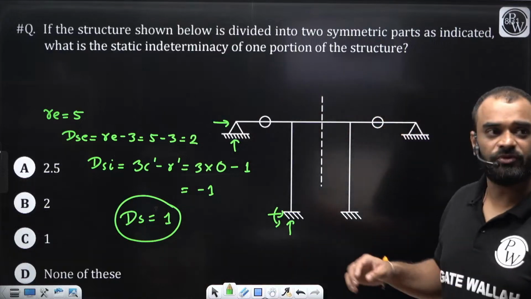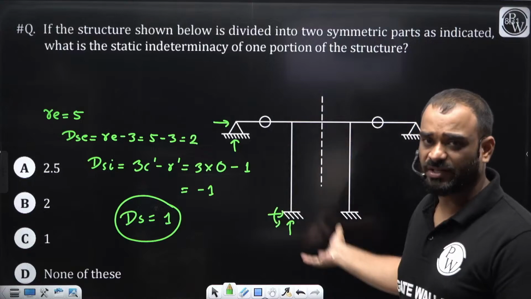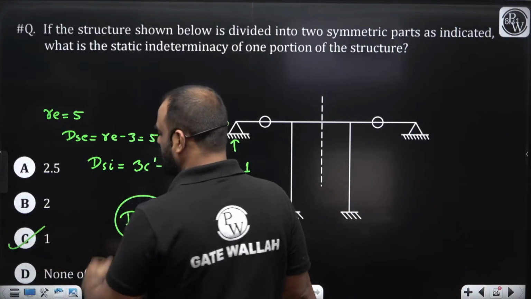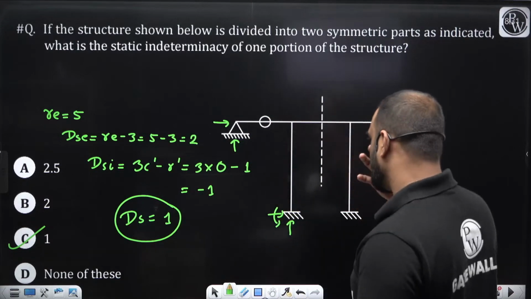So you just need to find out the value of DS for one half of the structure, not the complete structure, as per the given condition. So guys, we can write here C is the correct answer for this particular problem.